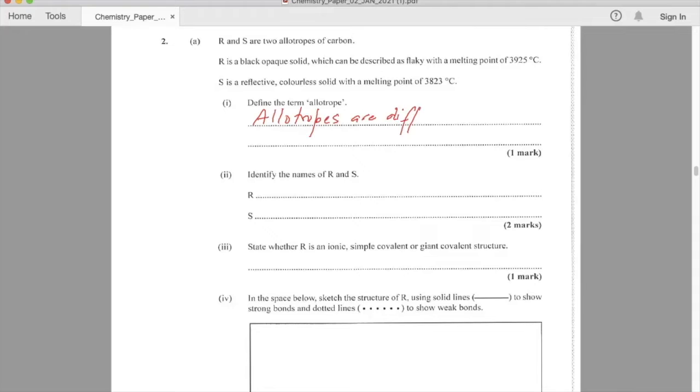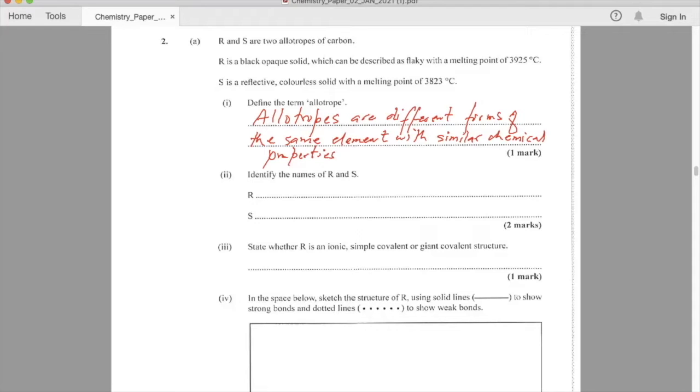So allotropes are different forms of the same element. Different forms of the same element, and we should be fine with that. Different forms of the same element with similar chemical properties. Don't want to over answer here. Different forms of the same element speaks to them having different physical properties.